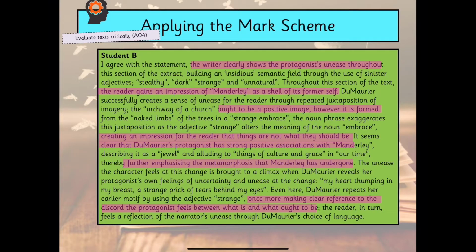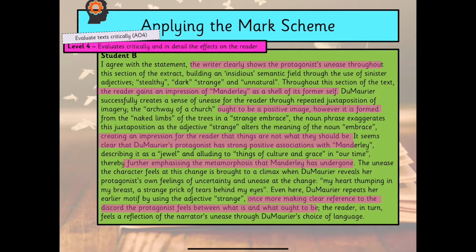So starting with the effect on the reader, again, you can see there's a lovely spread. It's quite balanced throughout the entire extract of this answer, that the student keeps coming back to this idea of what the writer has done for the reader, or what the text has done in terms of creating an image for the reader. There's a clear sense that there's some evaluation going on. They are actually considering to what extent an effect is created.